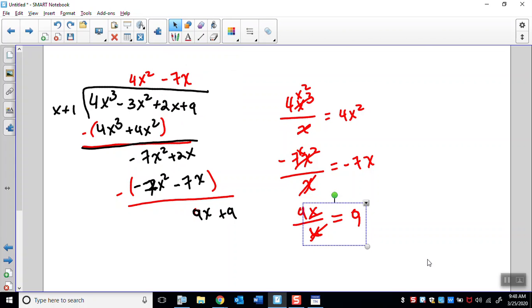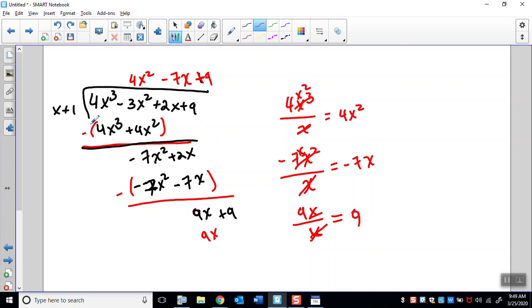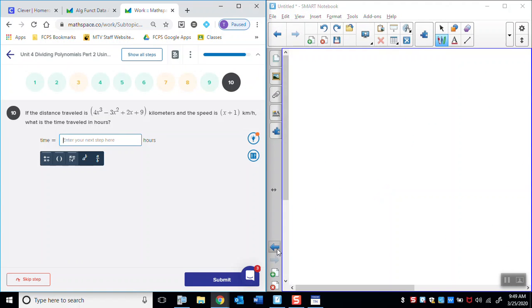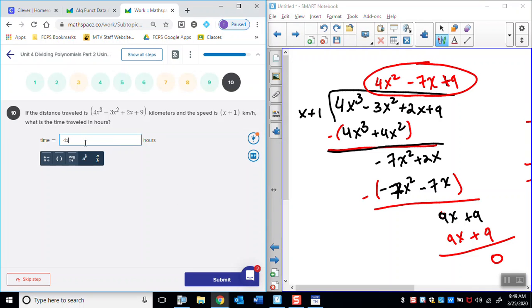Okay. And now, where do we write this 9? It goes up here. Multiply it back out: 9 times x is 9x. 9 times 1 is 9, which is equal to 0. There's my remainder, and there's my answer: 4x squared minus 7x plus 9.